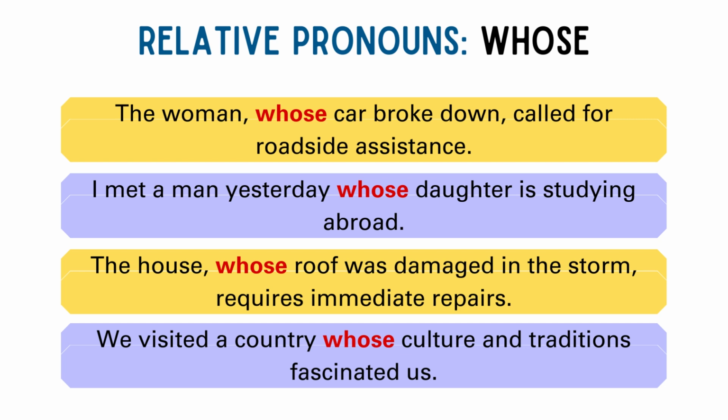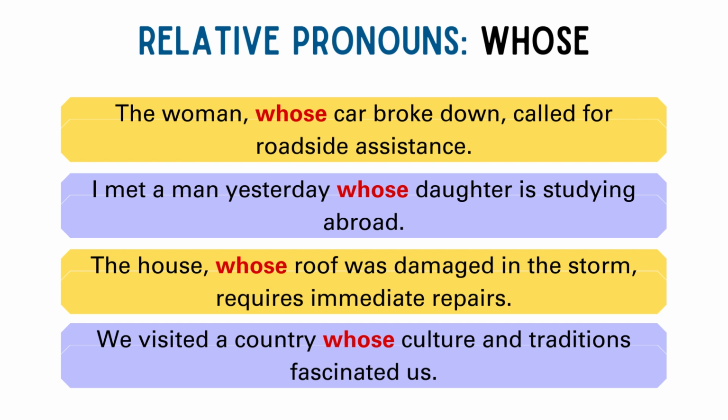For now, we move on to whose. The rule is pretty straightforward with whose. If it's meant to show ownership or possession, we use whose, like in the sentences shown here. The woman whose car broke down called for roadside assistance. The woman owns the car and the car belongs to the woman. Note that in this sentence, as well as in the third sentence, we use commas before and after the clause introduced by whose. So we're done with relative pronouns.